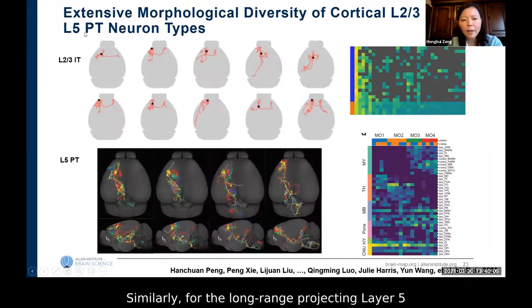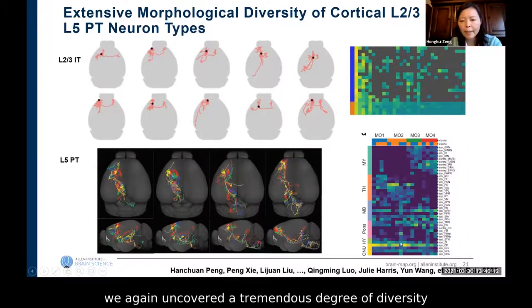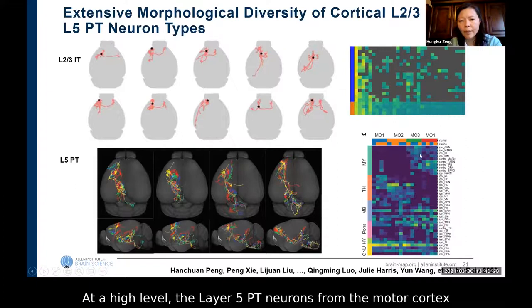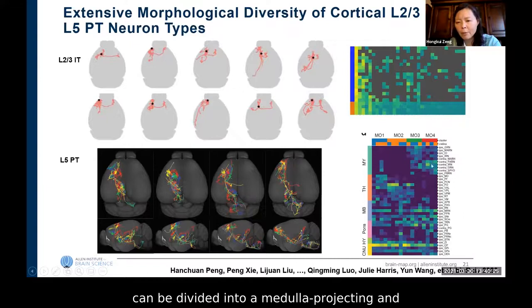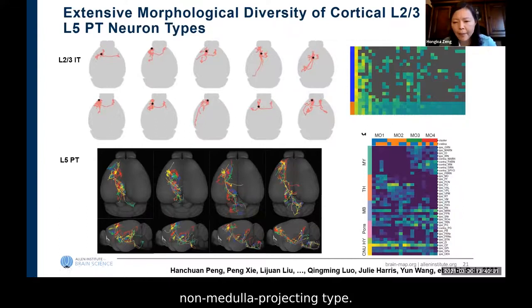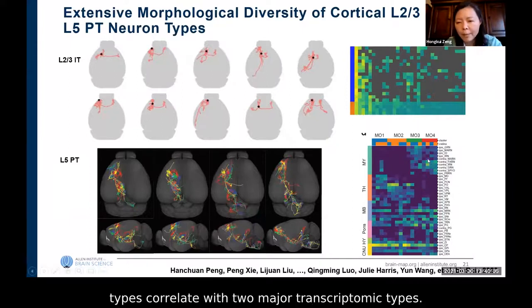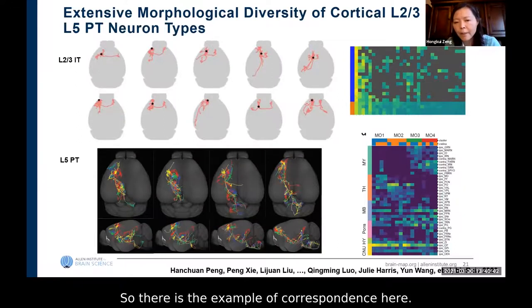Similarly, for the long-range projecting layer 5 cortical subcortical projecting PT neuron types, we again uncovered a tremendous degree of diversity among individual cells. At a high level, the layer 5 PT neurons from the motor cortex can be divided into a medulla projecting and a non-medulla projecting type. And this is consistent with our previous study showing that those two major projection types correlate with two major transcriptomic types. So there's an example of correspondence here.